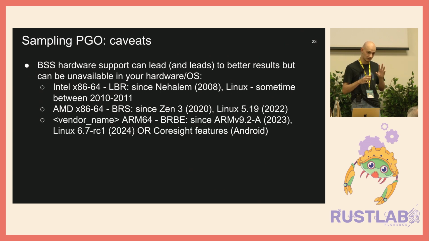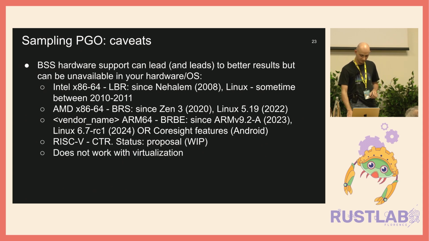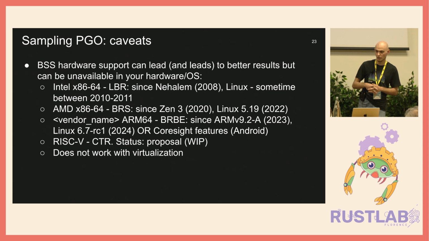Regarding ARM, there are two features that can be used. The first one is called BRB, Branch Record Buffer Extension. It's available from one of the latest ARM specifications. The Android ecosystem, because it's written by Google, is already optimized by PGO. They use another set of features called CoreSight. I cannot say much, I don't have much knowledge about Android infrastructure. For RISC-V, this feature is called Control Transfer Records. Current status: work in progress. There is an open ticket. For other architectures, you need to check on your own, like PowerPC.